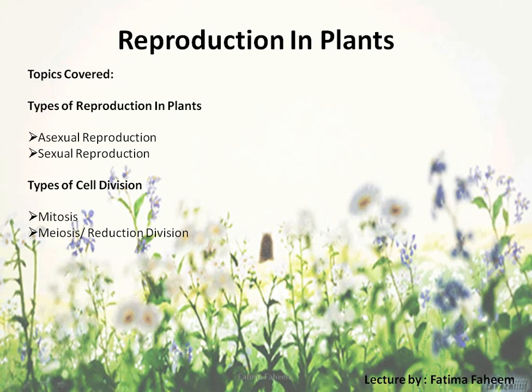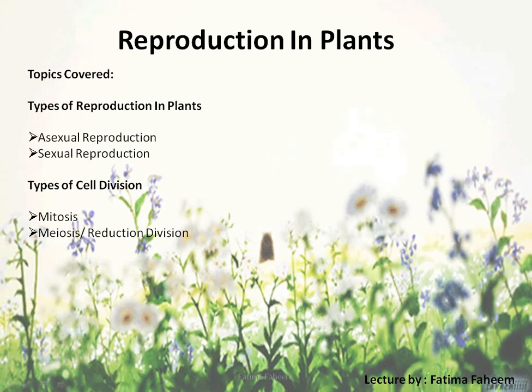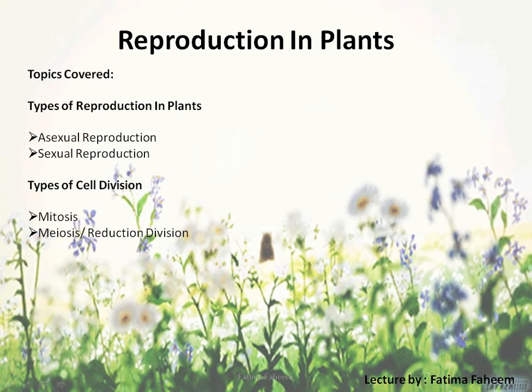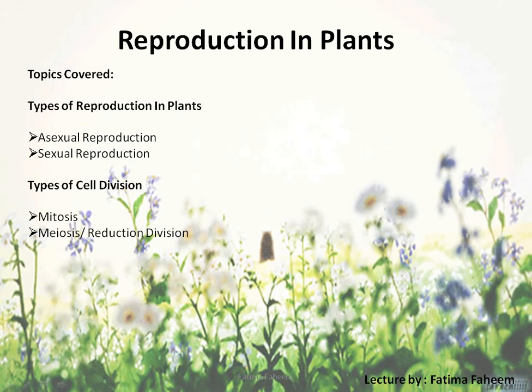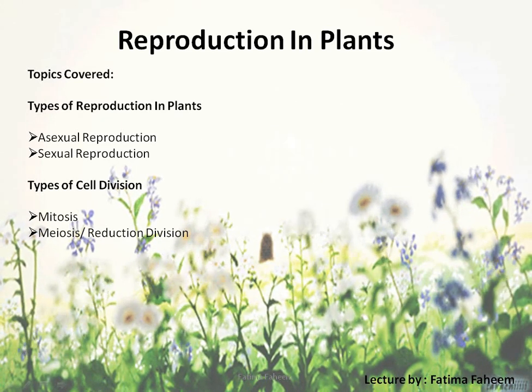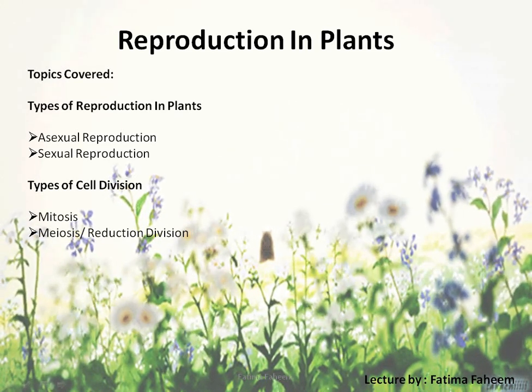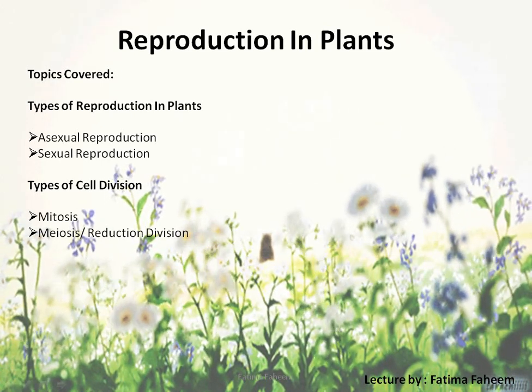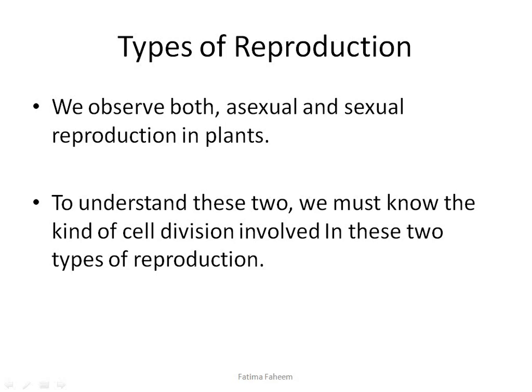Okay, this is the chapter on reproduction in plants. In today's lesson, we have to see the types of reproduction that we observe in plants. They are asexual and sexual reproduction. And we will also see different kinds of cell divisions, which are again two, mitosis and meiosis. We observe both asexual and sexual reproduction in plants.